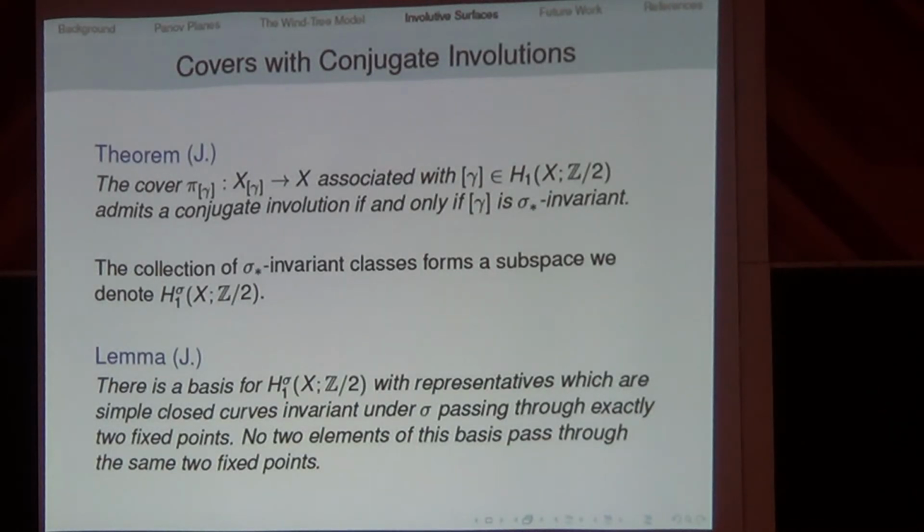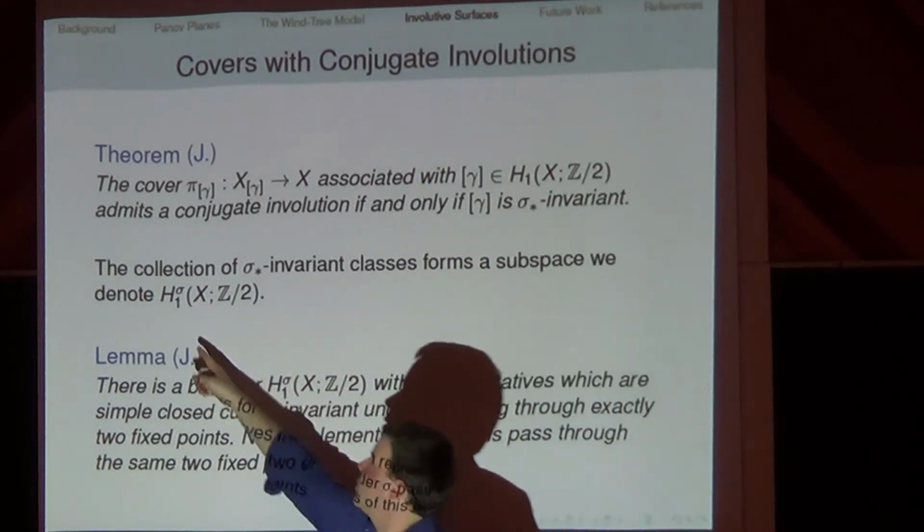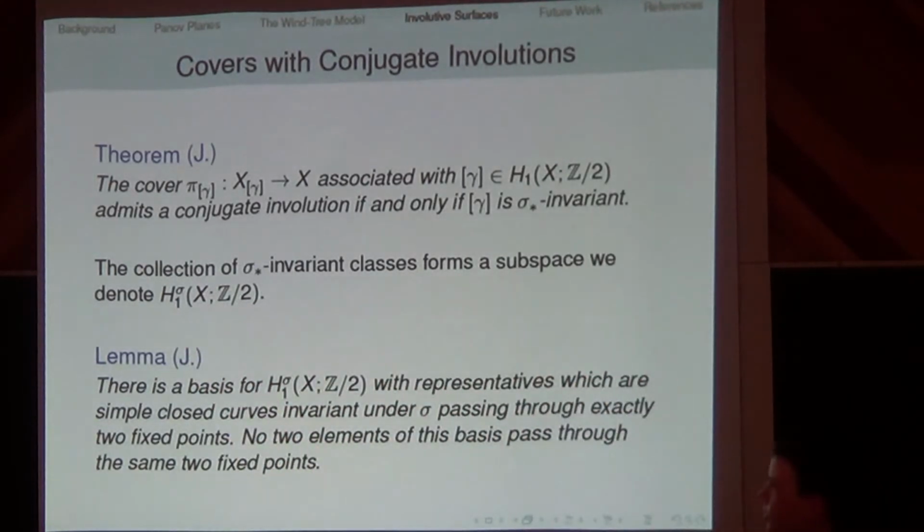This forms a subspace of homology that I'll call H1 sigma, where sigma is my involution on the original surface. And it turns out that you can find a basis for this subspace where the representatives are simple closed curves, invariant under the involution. Each one passes through exactly 2 fixed points, and no 2 pass through the same 2 fixed points.